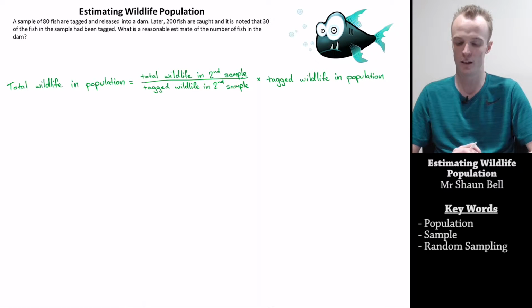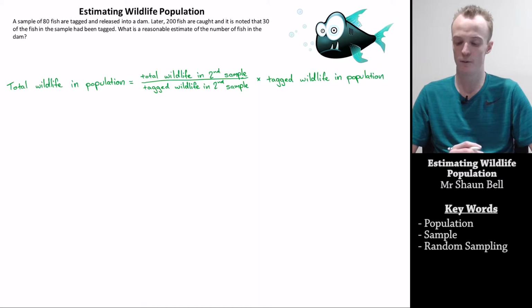So in our question here, we've got a sample of 80 fish that are first caught, tagged and released into a dam. Later, 200 fish are caught, and it's noted that of the 200 fish, 30 of them in the sample have been already tagged. What is a reasonable estimate of the number of fish in the dam?